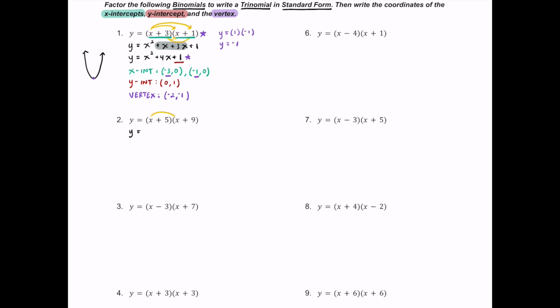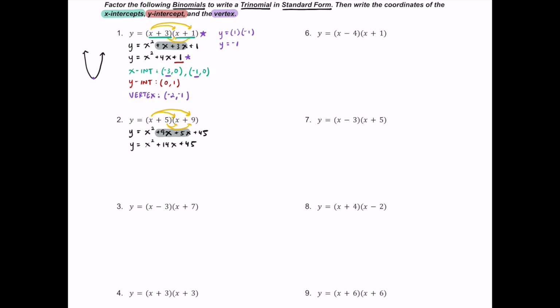So this x times this x, and this x times this 9. So x times x is going to be x squared. X times 9 is going to be 9x. Then 5 times x is going to be 5x, and 5 times 9 is going to be 45. So I'm going to add 5x and then add 45. Then we're going to go ahead and combine those like terms in the middle. And so we're going to get y is equal to x squared plus 14x plus 45.